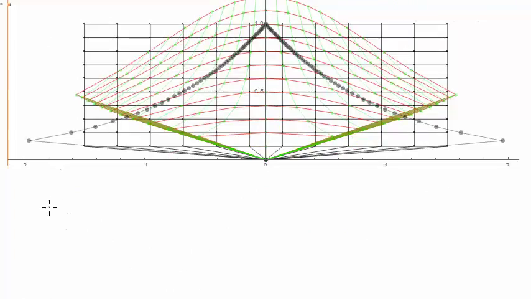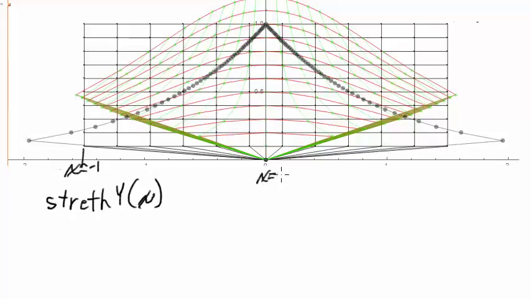So first goal is figuring out something that I'm going to call stretch y, and stretch y is going to be a function of x. So this is x equals 0, and x is going up by regular increments on the way. Actually, this is x equals 1, and this is x equals -1 right here.